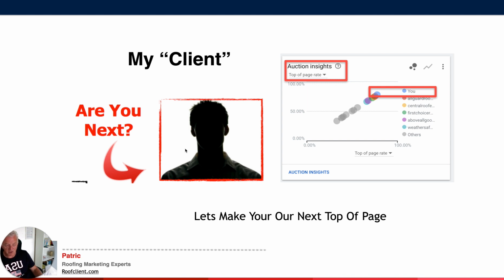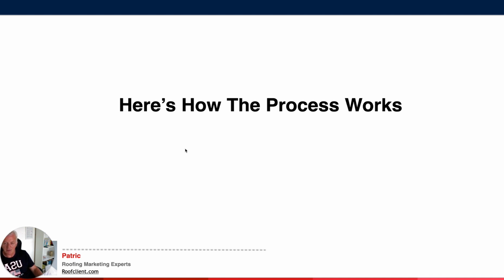But we talk to roofing contractors all the time, and if it's a case of you maybe are not ready yet, but you're going to think about it, we'll certainly talk to you about it and help you out in what you need to get prepared for it.